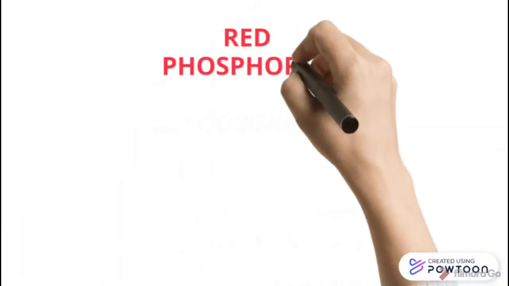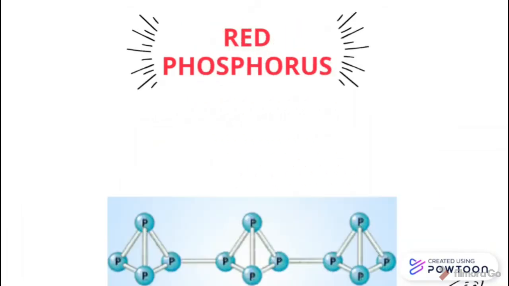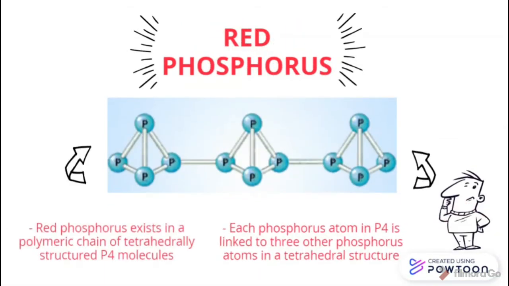Next, we will discuss the physical properties of red phosphorus. This is the structure of red phosphorus. Red phosphorus exists in a polymeric chain of tetrahedrally structured phosphorus molecules. Each phosphorus atom is linked to 3 other phosphorus atoms in a tetrahedral structure.